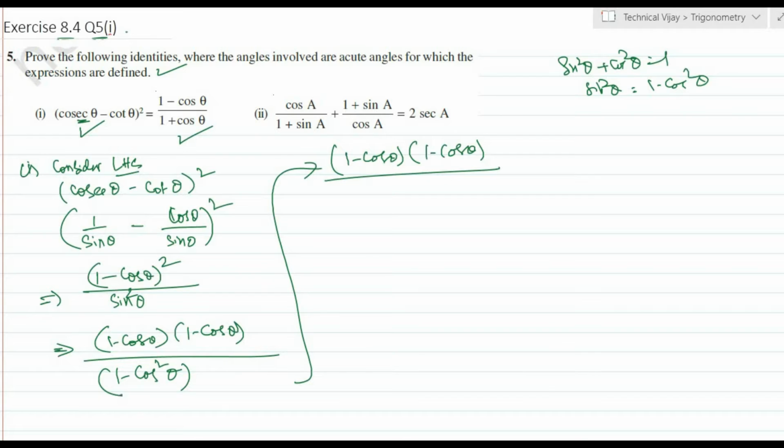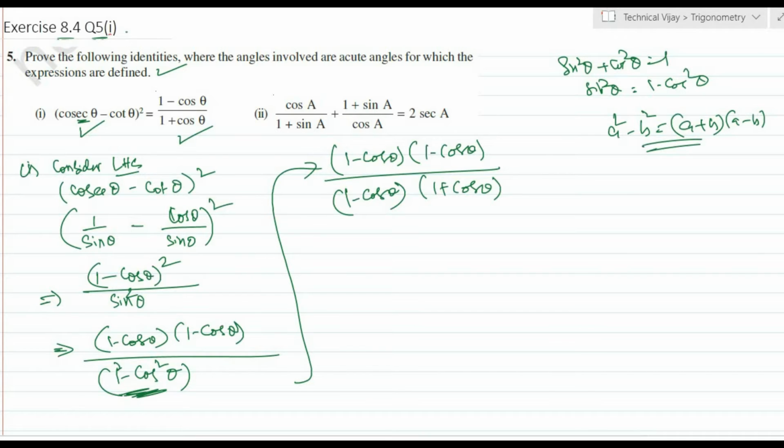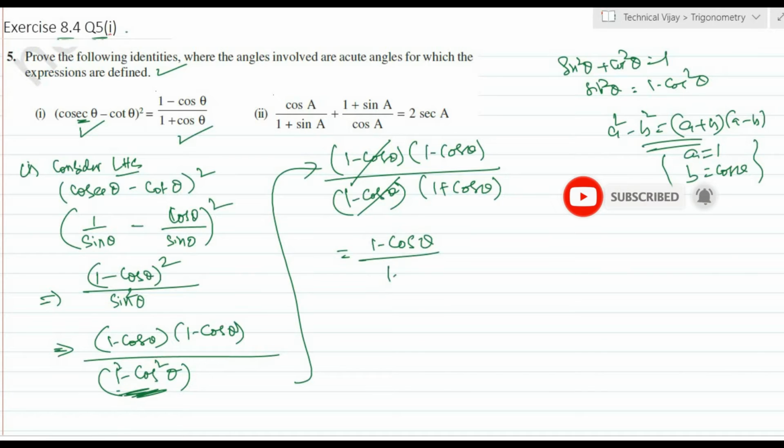Here this is a square minus b square, that is 1 square minus cos square theta. A square minus b square can be written as a plus b into a minus b, that is 1 minus cos theta into 1 plus cos theta. Here a is equal to 1 and b is equal to cos theta. So 1 minus cos theta and 1 minus cos theta cancel, and the remaining will be 1 minus cos theta divided by 1 plus cos theta. So this is equal to RHS.